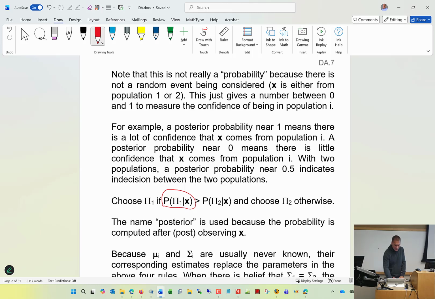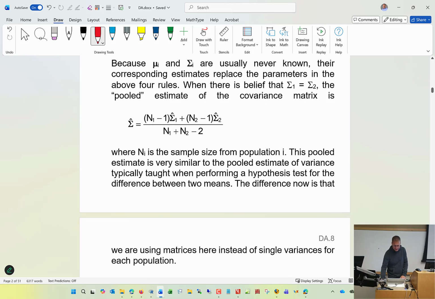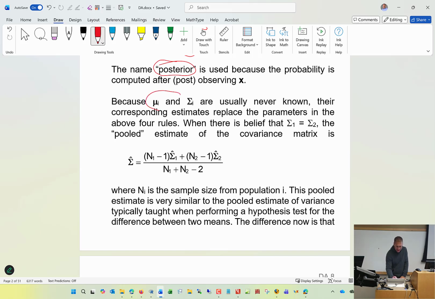Now the word posterior comes about because basically we are calculating a probability after observing what X is. Post. That's where the name comes from. Now, in the end, of course, mu sub i and sigma i are not ever going to be known. So what do we do? We replace the unknowns with their estimates when we do these calculations.